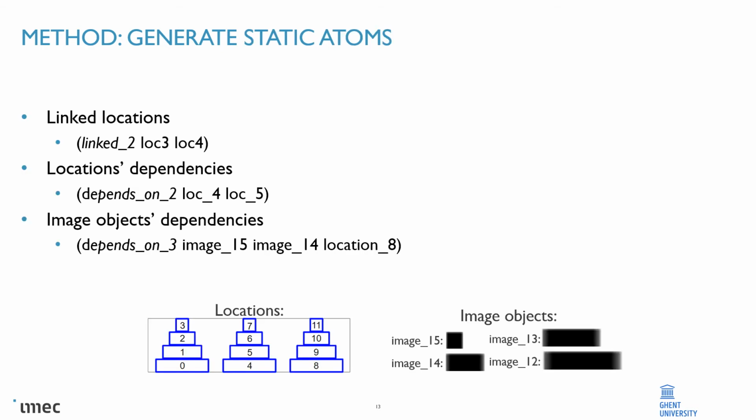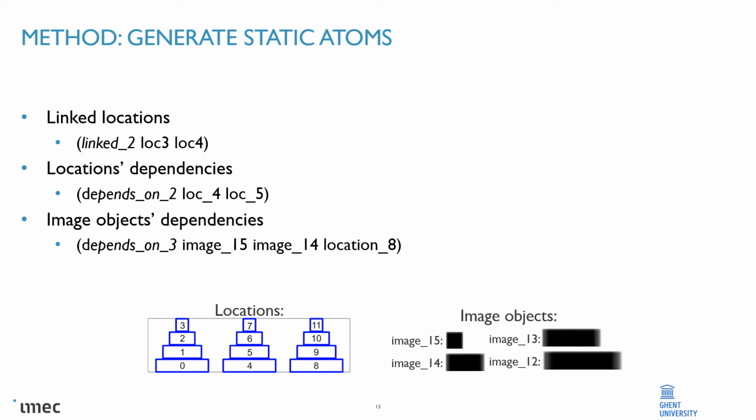To prevent invalid actions from being generated from the resulting action definitions, we add static atoms to the preconditions of the grounded actions. Linked locations are locations that can change value simultaneously. Locations can also depend on the value of other locations. So for instance, for location 4 to be able to change value, location 5 must be clear.